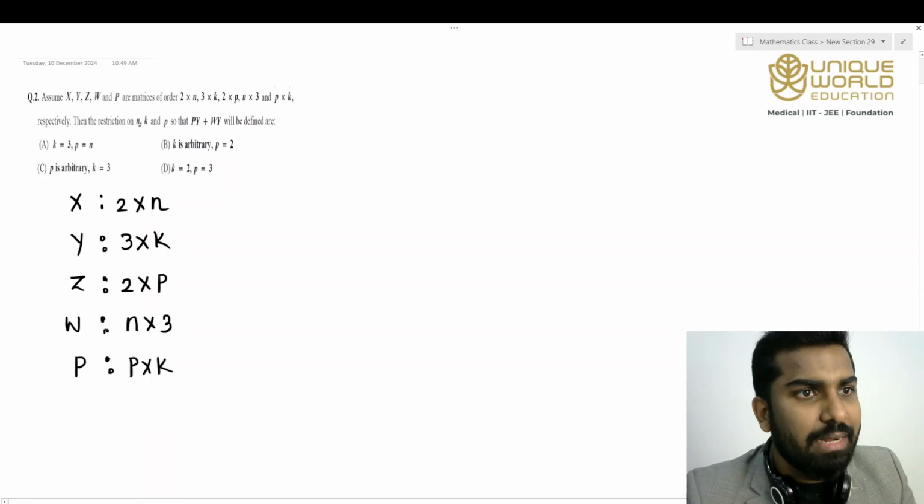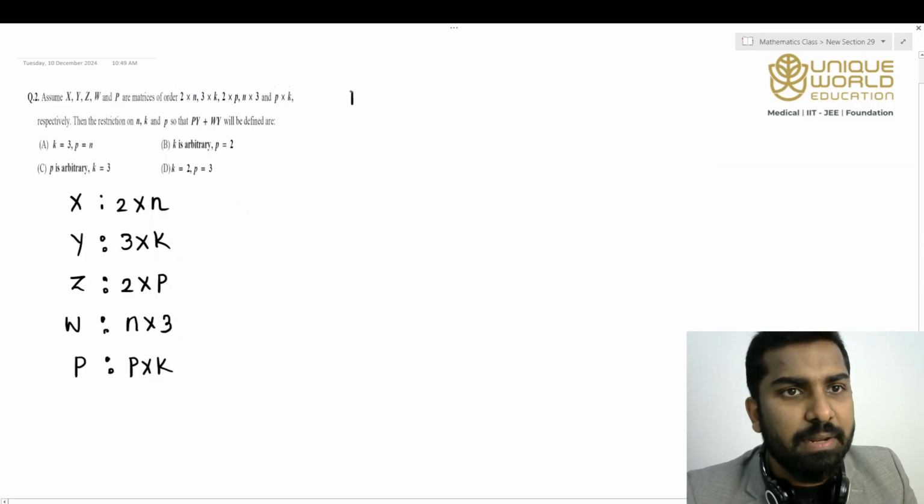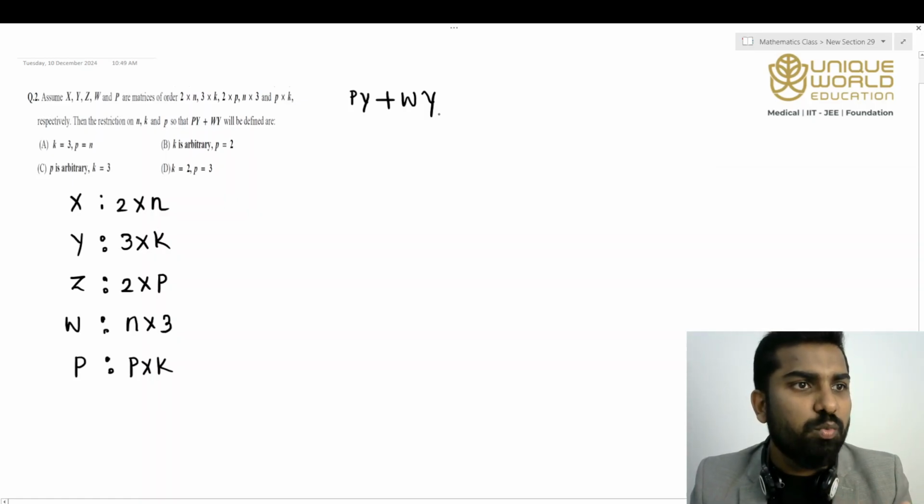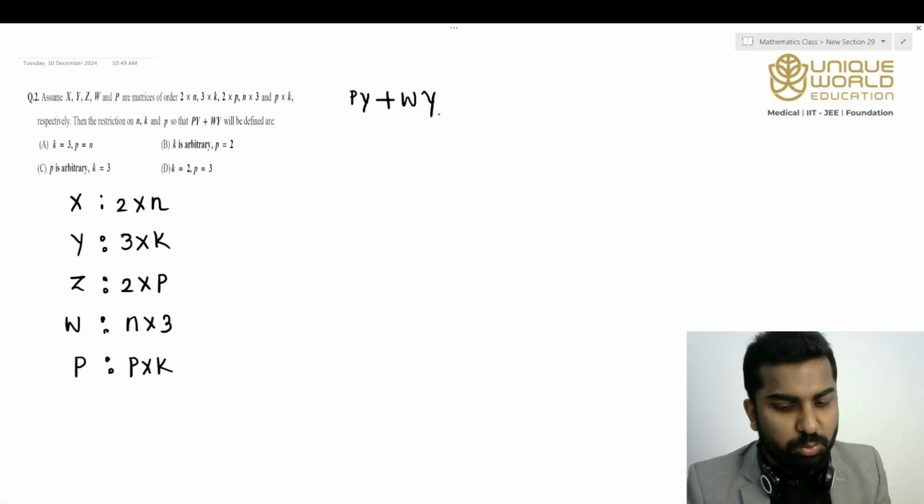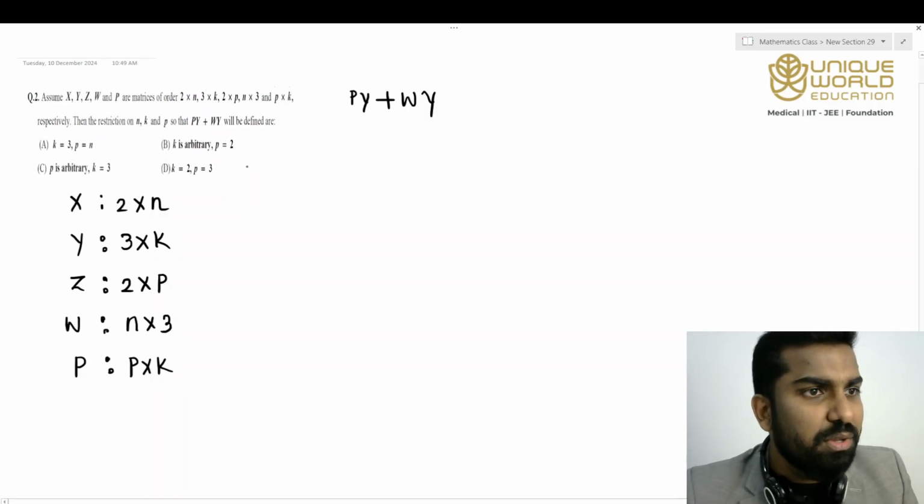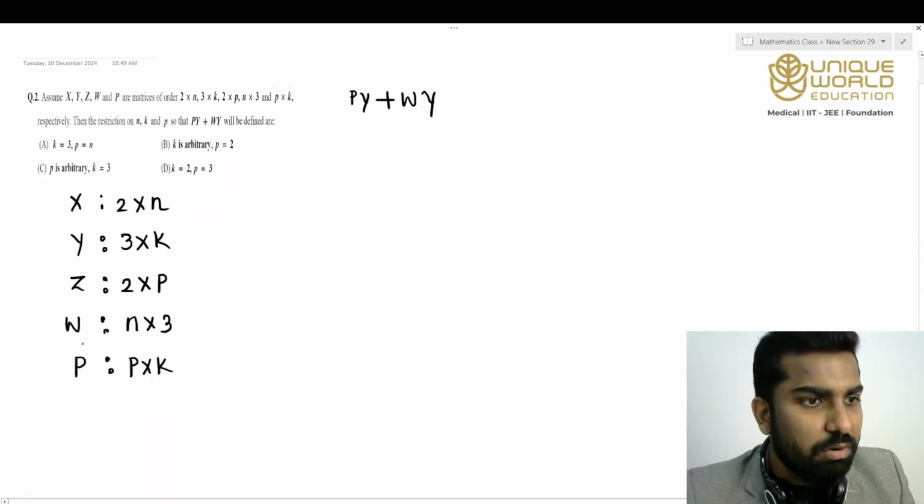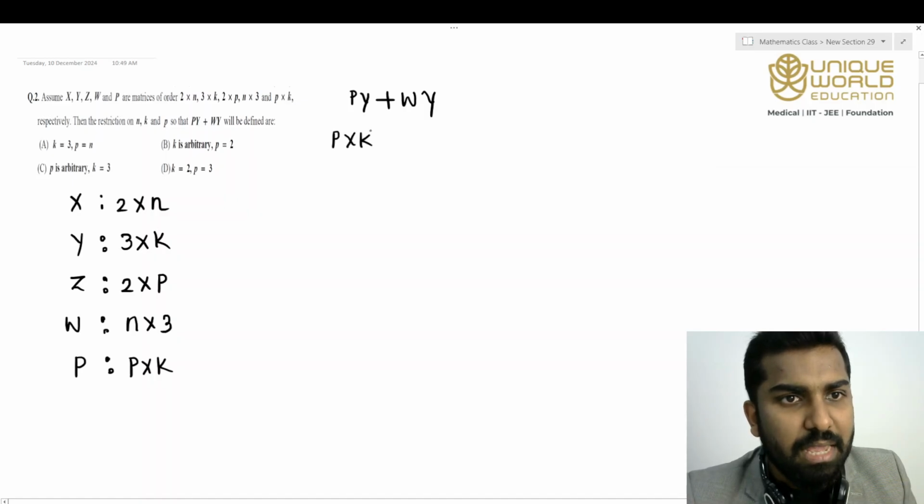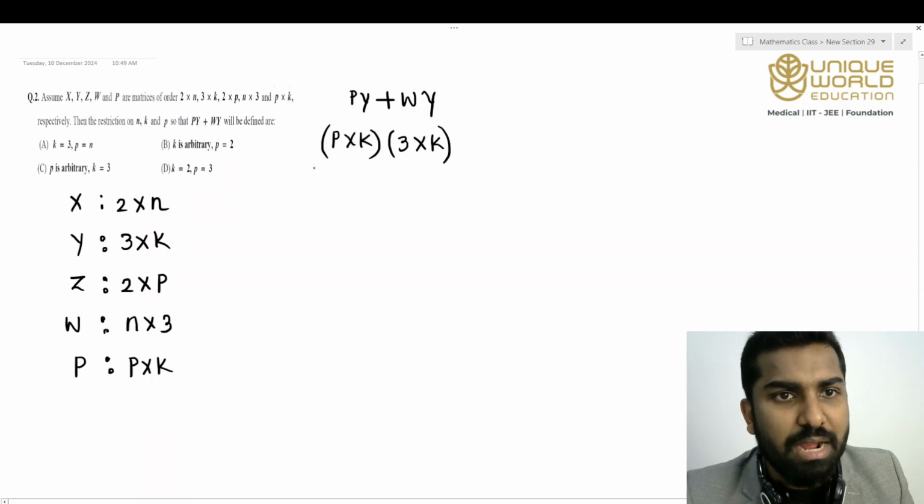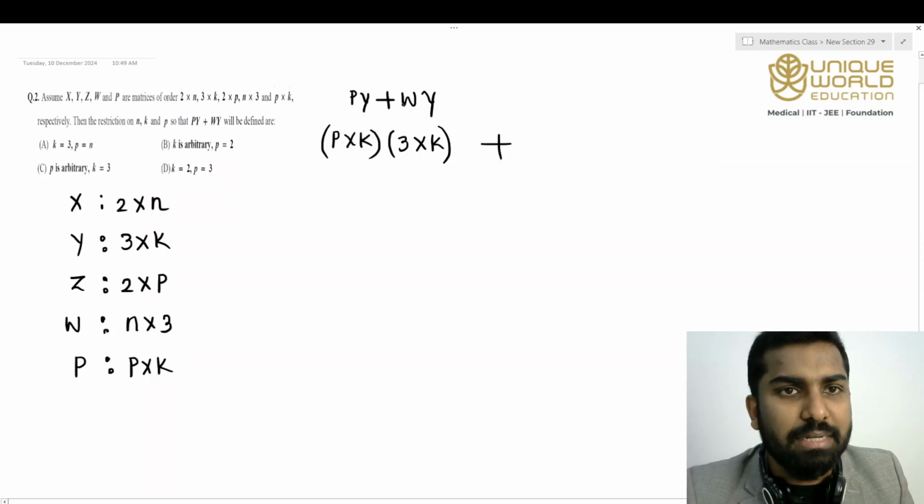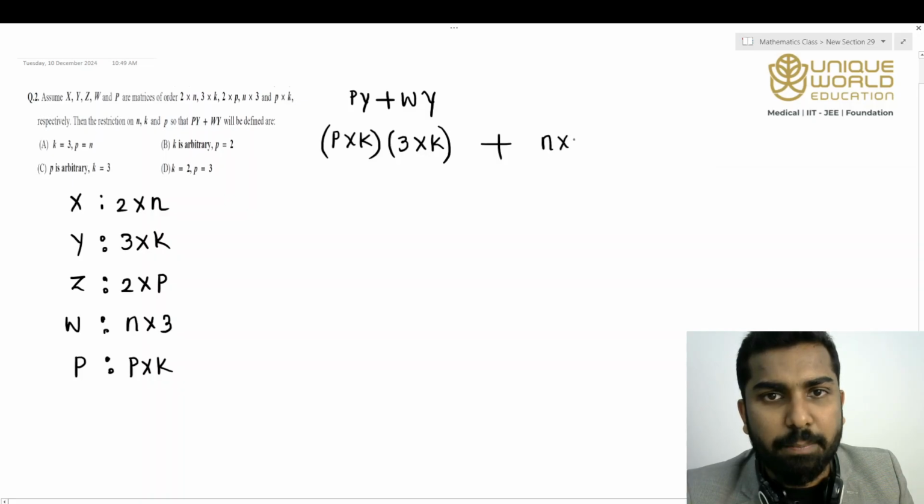Then the restriction on n, k and p, so that PY plus WY will be defined. That is the question: what is the restriction on n, k and p? Observing this question, PY is matrix multiplication. The order of P is p by k, and you want to multiply it with Y, which is 3 by k. Plus, you then want to multiply W and Y. The W matrix is n by 3, and you have to multiply it with the Y matrix, which is 3 by k.